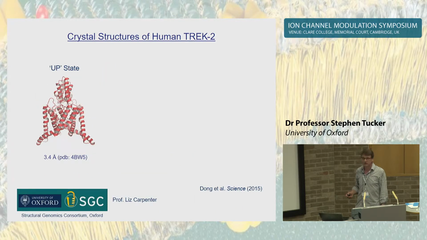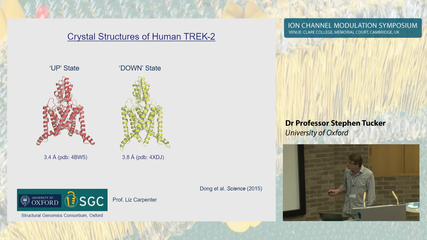And we're very lucky in Oxford to be able to interact with Liz Carpenter, who heads the Membrane Protein Structural Biology Unit at the Structural Genomics Consortium. And in collaboration with Liz, we were able to solve the structure of a human TREK2 channel in not just one conformation, but actually two conformations. So they look like the other K2P structures which have been solved. They've got the main part, which looks like a classic potassium channel. They have this funny little cap domain on the top here. We don't really know what that's for yet.